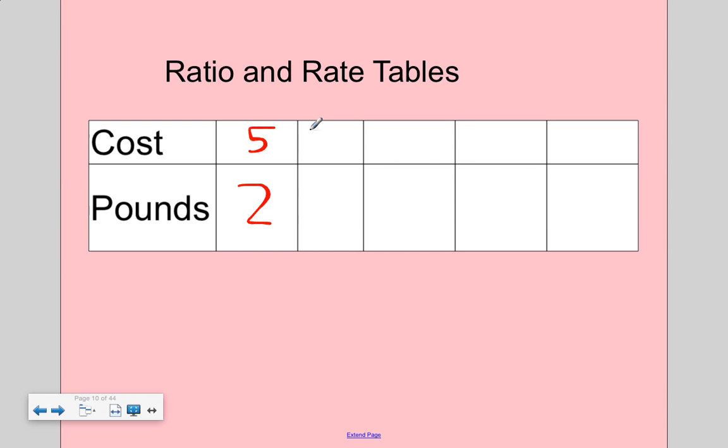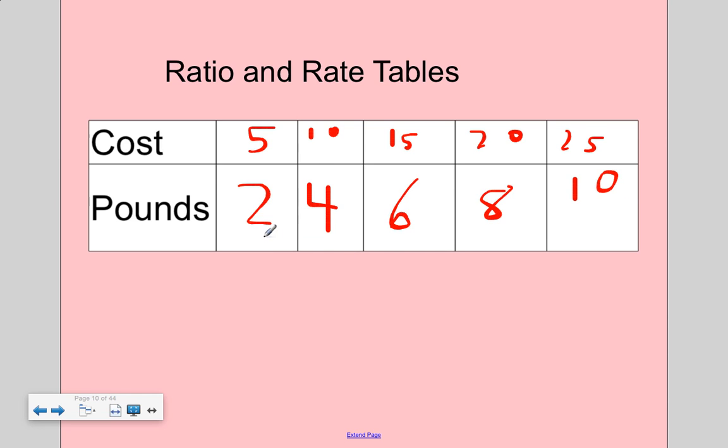rate. So, for example, if I spent $10, that would be for 4 pounds of meat. If I needed 6 pounds of meat, it would cost me $15. If I spent $20, I can get 8 pounds of meat. If I needed 10 pounds of meat, it would cost me $25. As you can tell, I skip counted to get the answer.